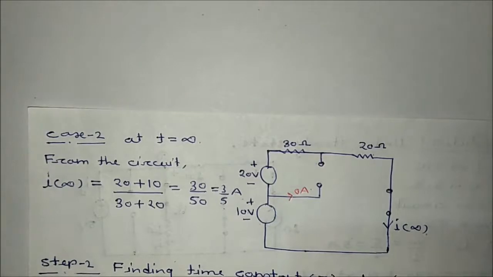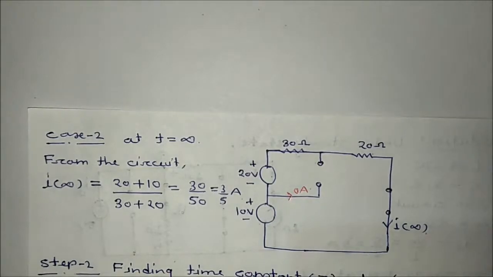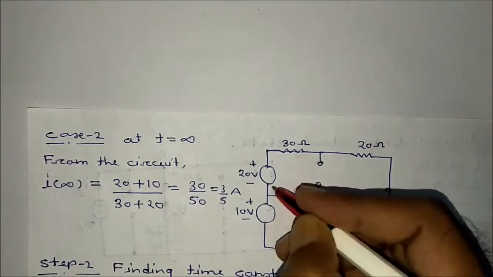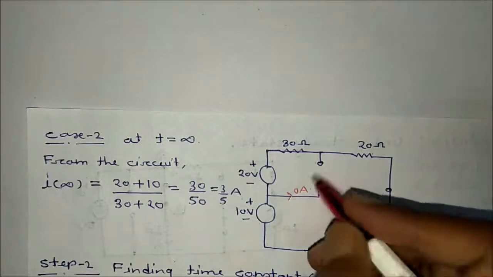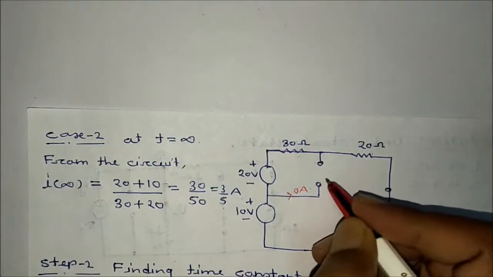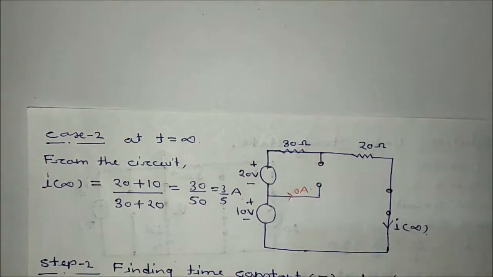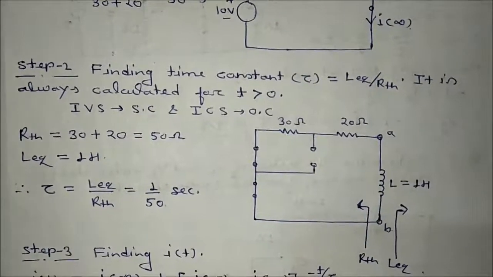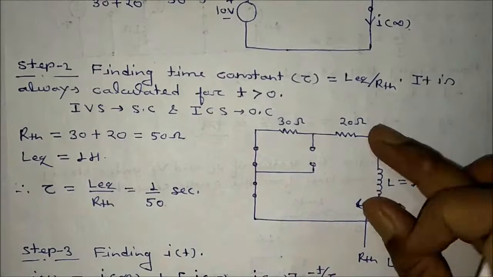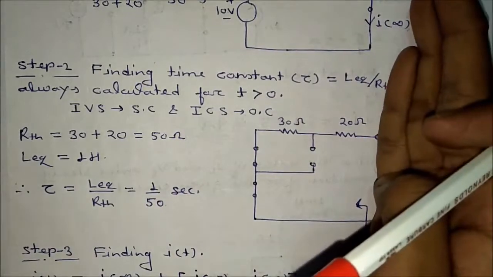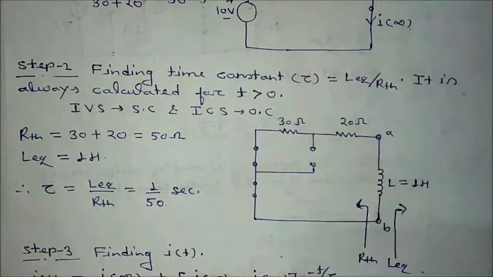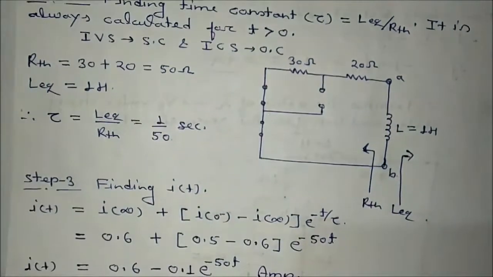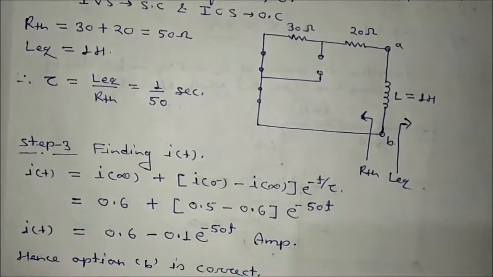Now the next step is to get the time constant. It is always calculated for t greater than 0, and all the independent voltage sources will be shorted. So this will be shorted, this will be shorted, and this will be open, because it is calculated for t greater than 0 and the switch is open for t greater than 0. Across this terminal, the R_TH value is 30 plus 20, that is equal to 50 ohm. L's value is 1 henry, so tau will be 1 by 50.